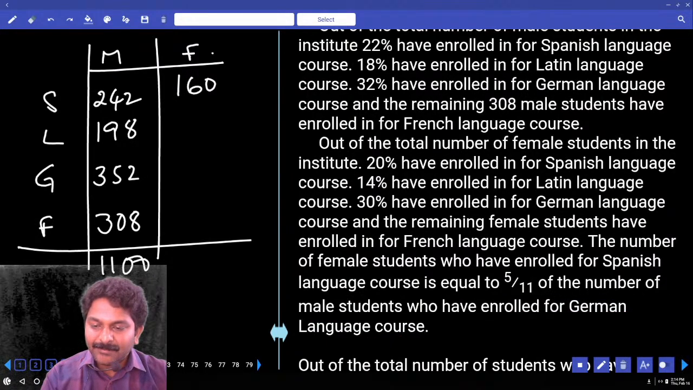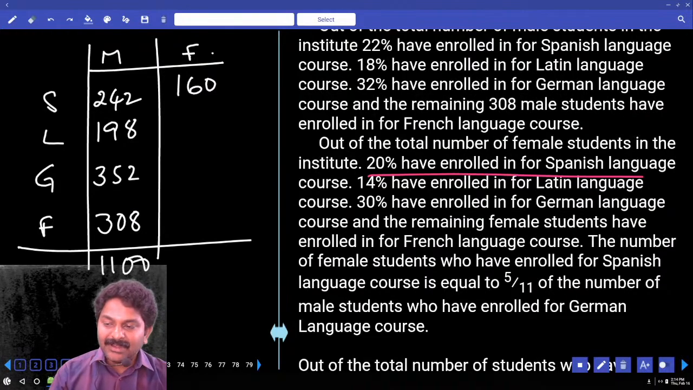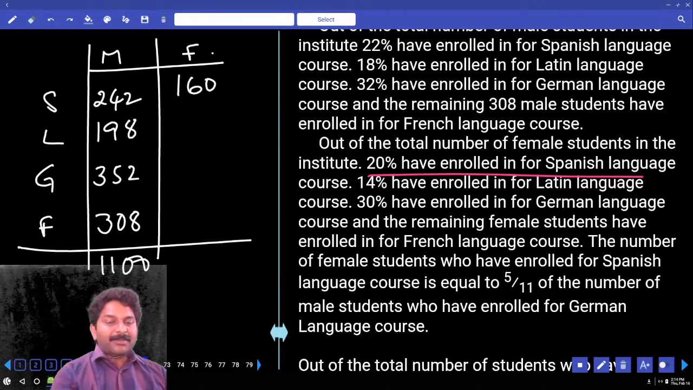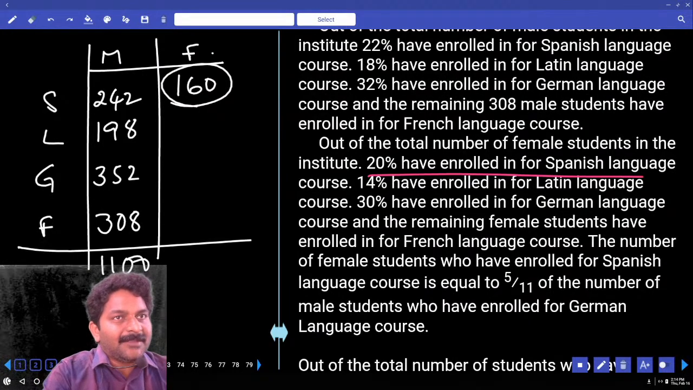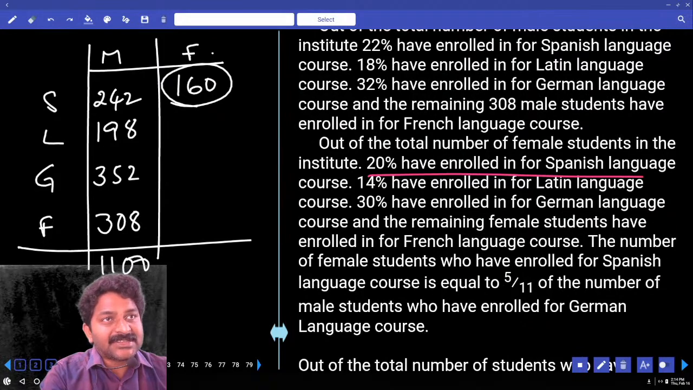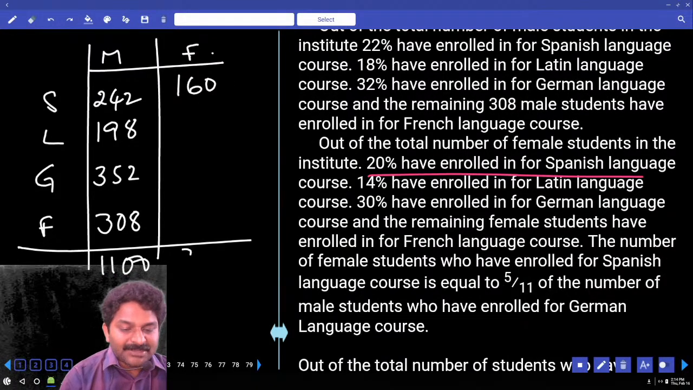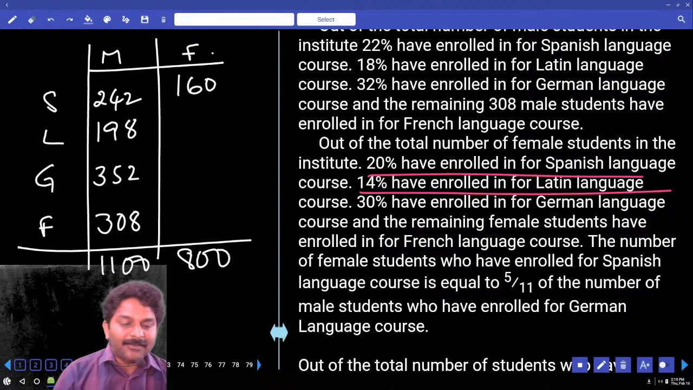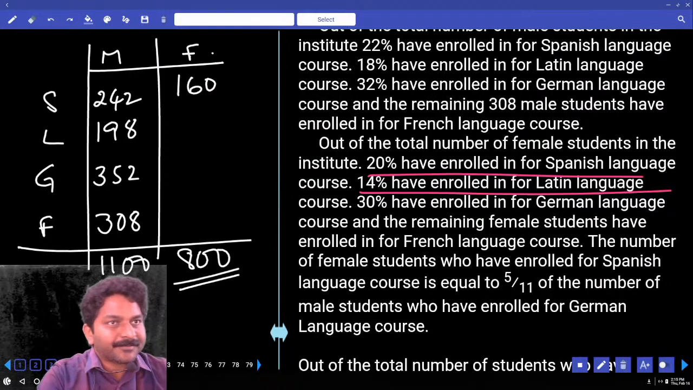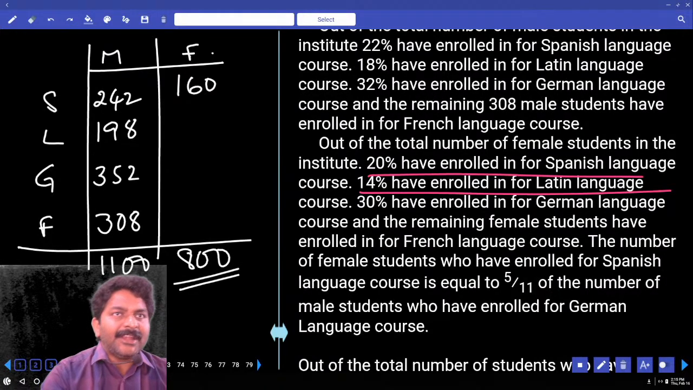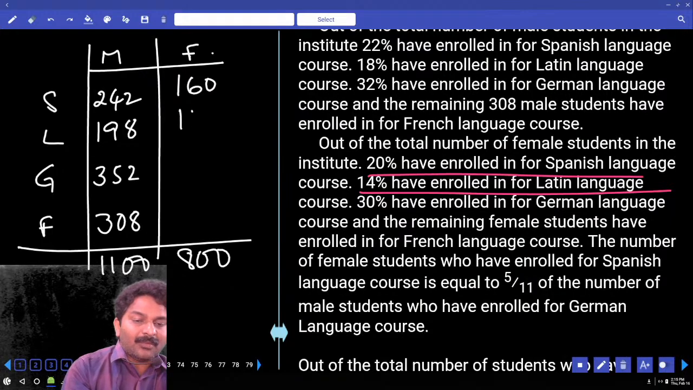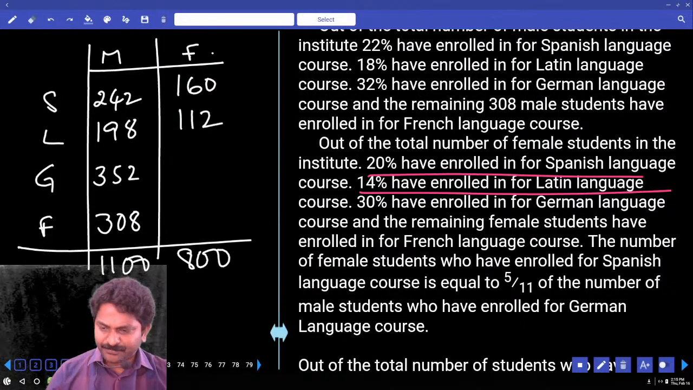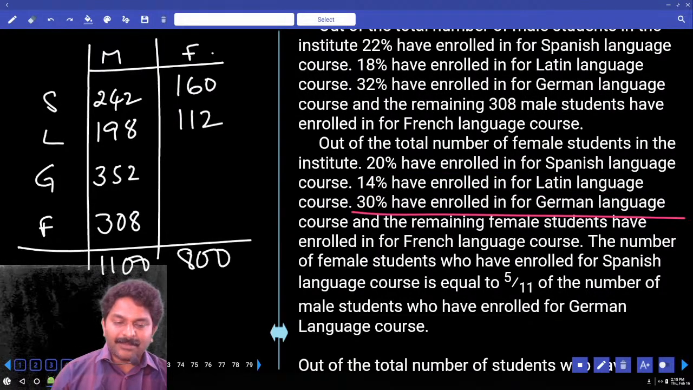Now read the other data. 20% enrolled for Spanish, so 20% is equal to 160. 20 how many times is 160? 8 times. Then 100% is 800. 14% enrolled for Latin. 14 times 8: 10 times 8 is 80, 4 times 8 is 32, so 112. 30% enrolled for German. 30 into 8 is 240.